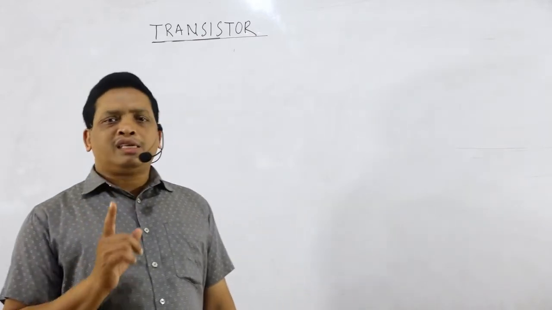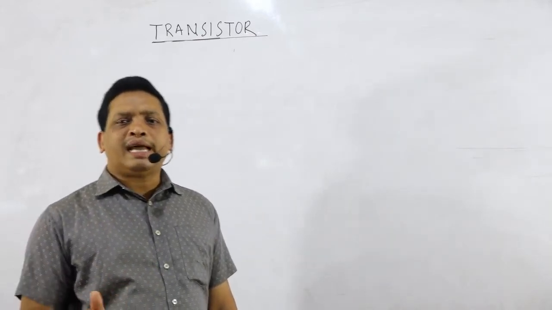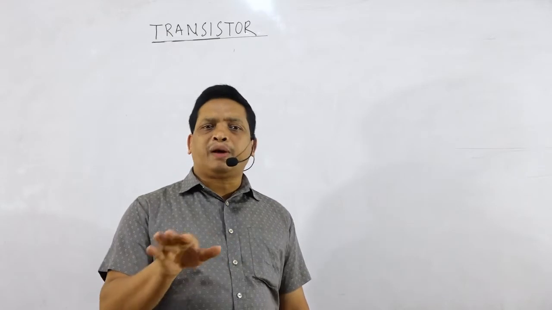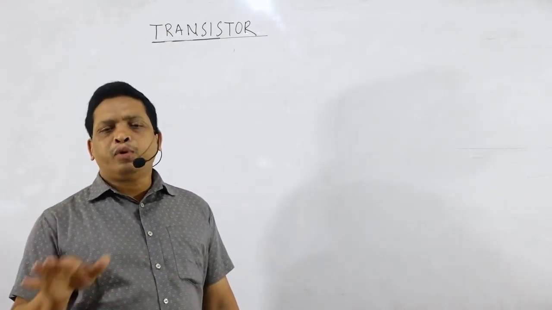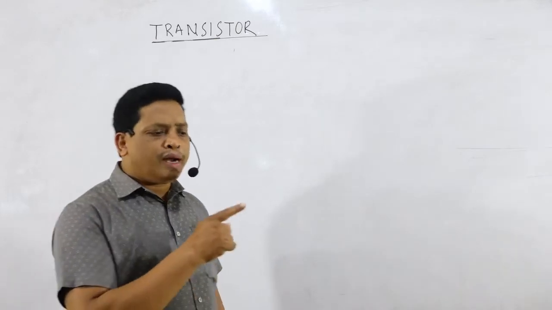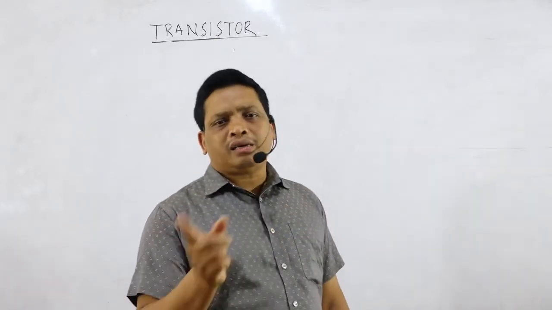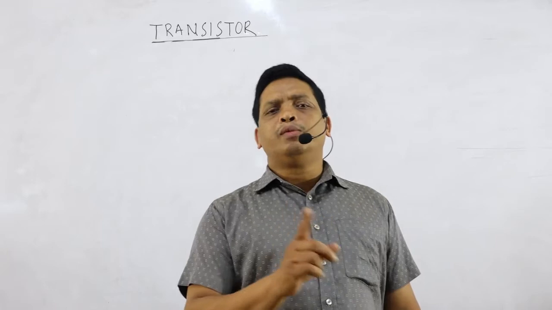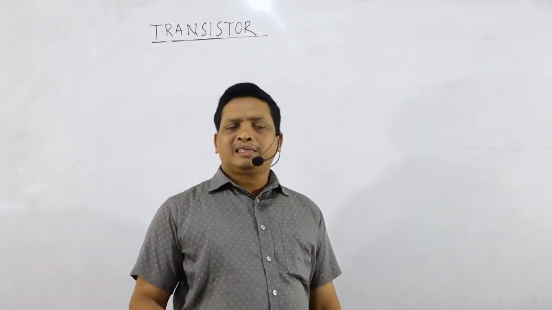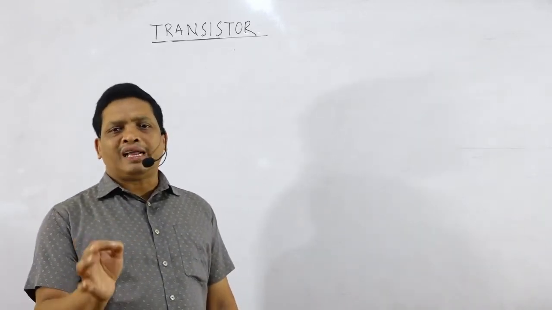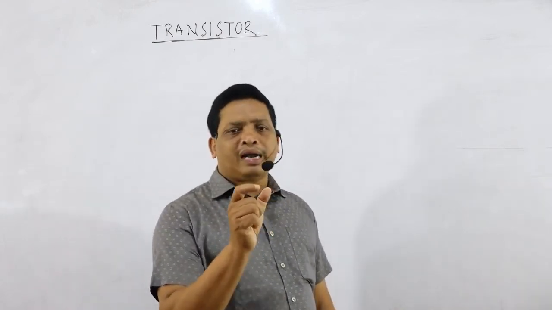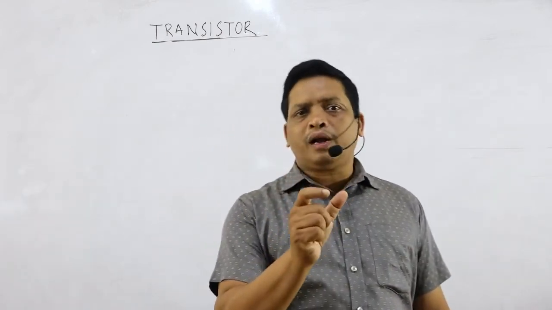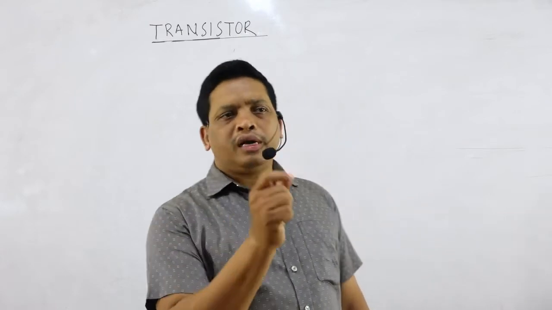So in a transistor, there is a change of resistance or transfer of resistance from low to high. Input resistance low, output resistance high. So there is a transfer of resistance from low to high. Hence, its name is a transistor. I told you that we can break the word transistor as transfer and resistor. So it is called transistor.